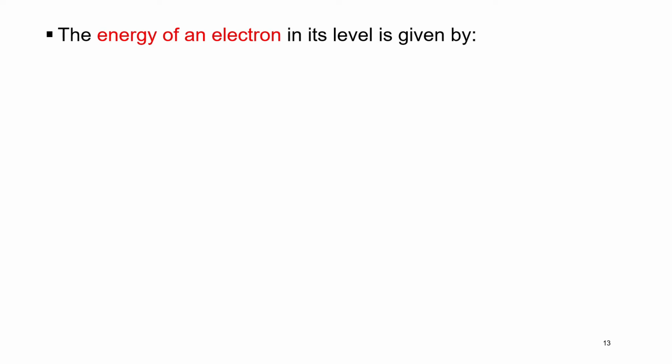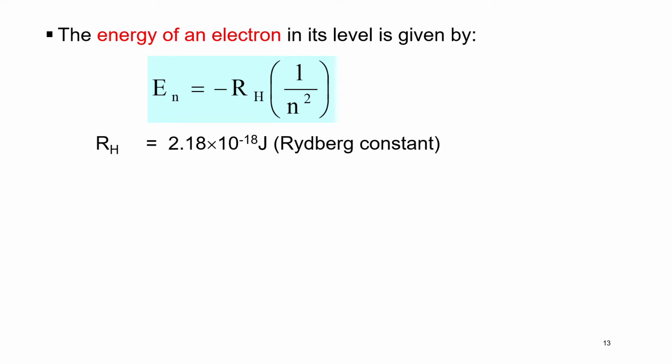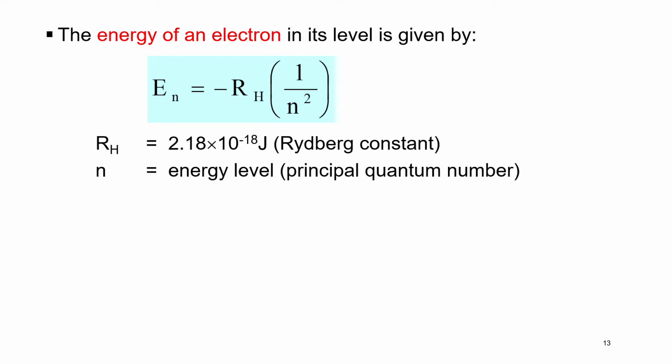So the energy of an electron in its level is given by En is equal to negative RH times 1 over n square. Okay, jadi En sama dengan negative RH darab 1 over n square. Di mana RH adalah Rydberg constant 2.18 eksponen negatif 18 Joule dan n ialah energy level. Energy level ni memberikan principal quantum number. Nanti kita akan discuss apakah dia principal quantum number, apakah dia Rydberg constant, and then n is given by 1, 2, 3 until infinity. So it is an integer.